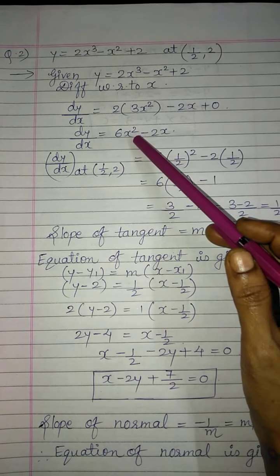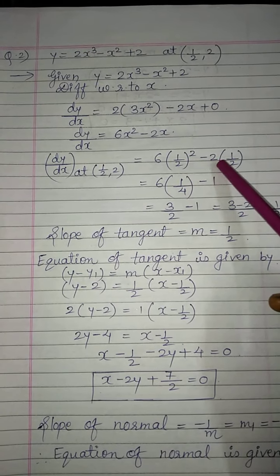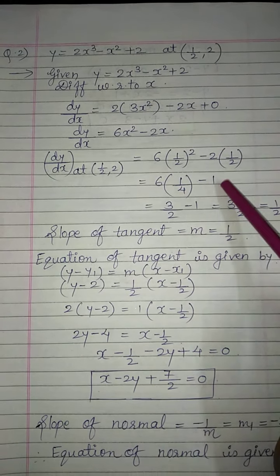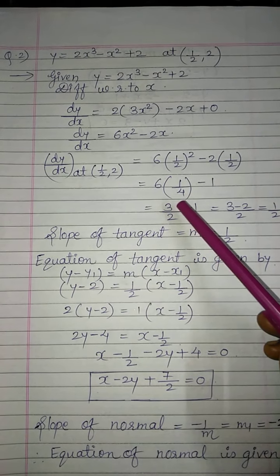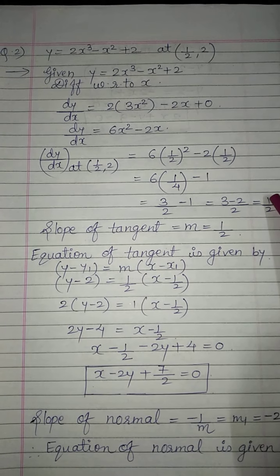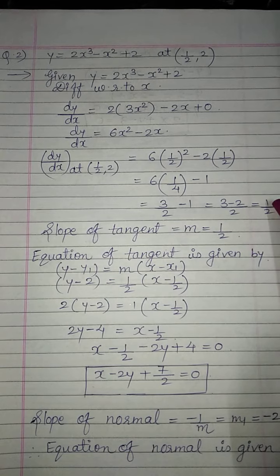So in place of x we will substitute half. So 6 into half square minus 2 into half. So here 6 into 1 by 4 minus 1. After simplification we will get 3 by 2 minus 1, so that is equal to half. Now this is nothing but the value of m, that is the slope of tangent.